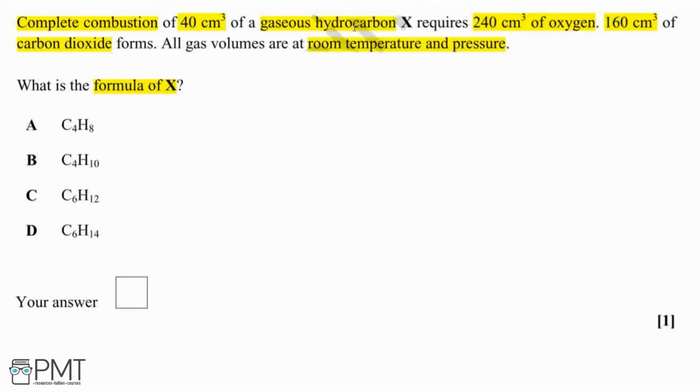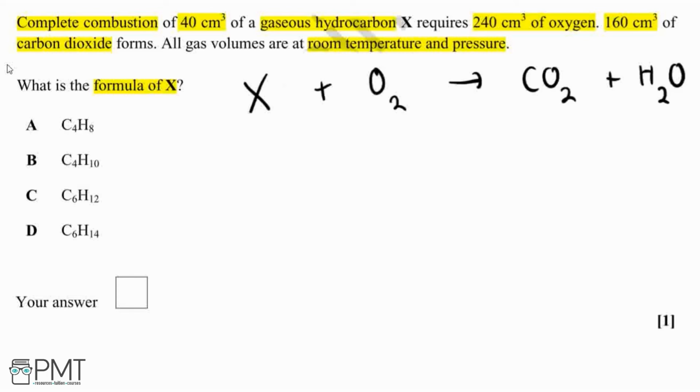is that when we've got our gas volumes at room temperature and pressure, the volume ratio is going to be equal to the mole ratio in the equation. So let's write out a general combustion equation so that we can identify our mole ratios and hence work out the formula of X. We've got our hydrocarbon X reacting with oxygen to produce carbon dioxide and water.